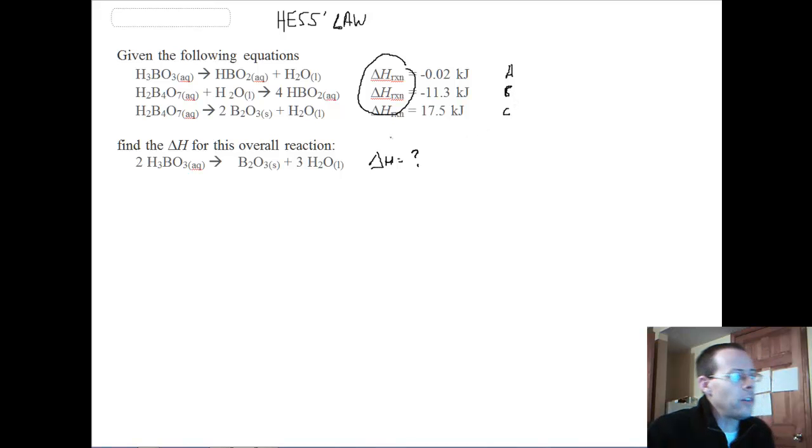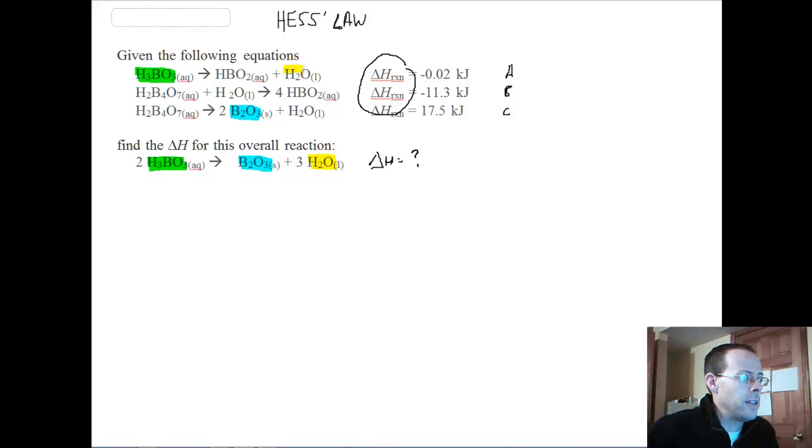Alright? And then we're going to look at the equation that we want to know, and identify reactants and products in it. So here we have H3BO3, and then in reaction A up here we also have an H3BO3. If we keep on moving, one of our reactants that we want to know is B2O3, and in reaction C we have a B2O3. And then lastly, we have water as a product in the reaction that we want to know about.